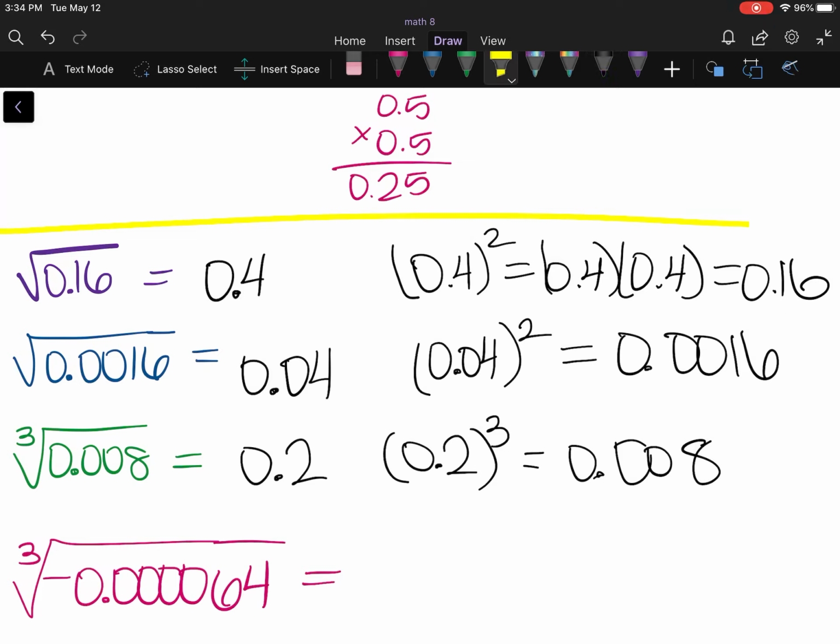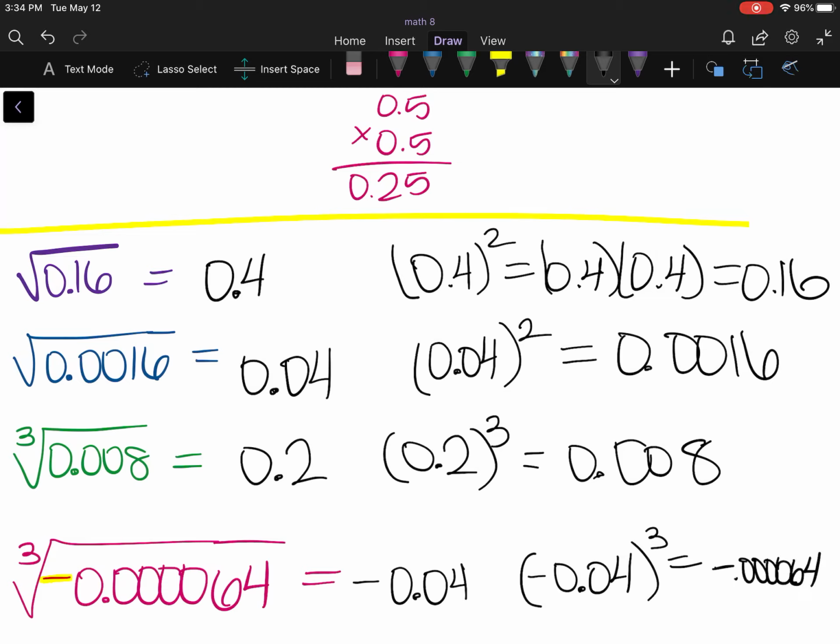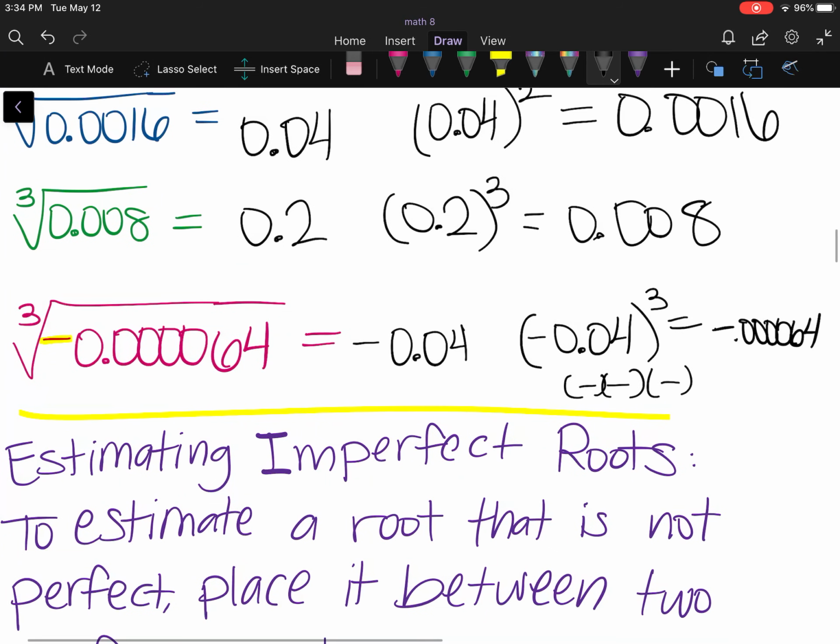Now we're going to look at the cube root of negative 0.000064. We can't find the square root of a negative number, but we can find the cube root of a negative number. In this case, the cube root is equal to negative 0.04 because negative 0.04 cubed is equal to negative 0.000064. This is because a negative times a negative is a positive, but when you multiply it by another negative, it becomes negative again. So the cube root of a negative number is going to be negative.